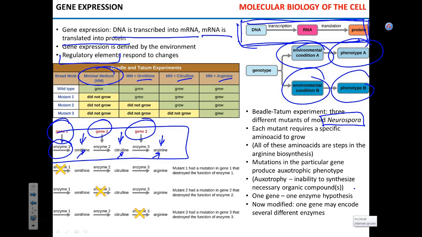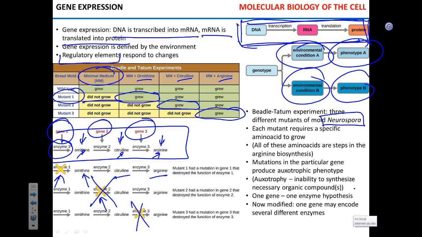Then you take a mutant that lacks the first enzyme. You have to give this mutant ornithine. It has everything else, but it can grow on the medium with ornithine. It cannot grow in the minimal medium. Then you have a mutant that lacks the second enzyme in the pathway. And in this case, you have a roadblock here, so you have to give the mutant citrulline. And finally, you have a mutant that has a mutation in enzyme number 3, and it cannot grow without arginine.